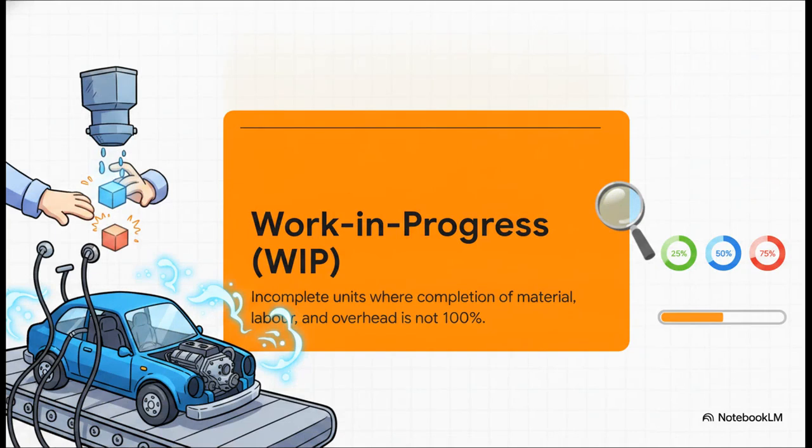Let's define it formally. Work in progress, or WIP, refers to incomplete units where the percentage of completion across all elements of cost, meaning material, labor, and overhead, is not at 100%. Picture a little doodle of a car on an assembly line. It's got its engine and chassis, but no tires or doors yet. It's got some materials and some labor invested, sure, but it just isn't quite finished.